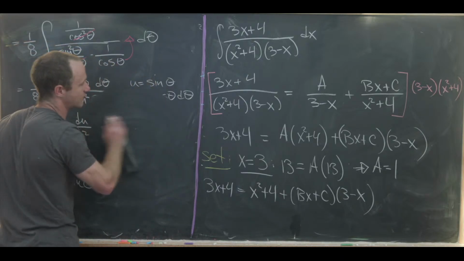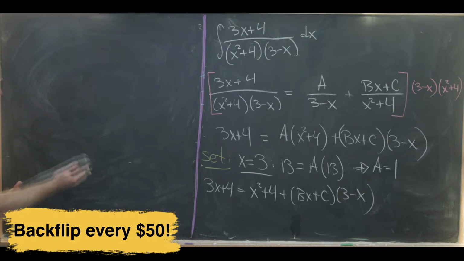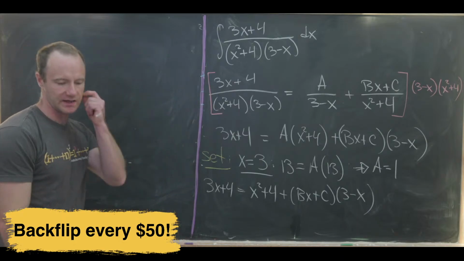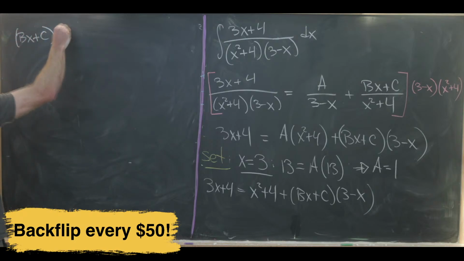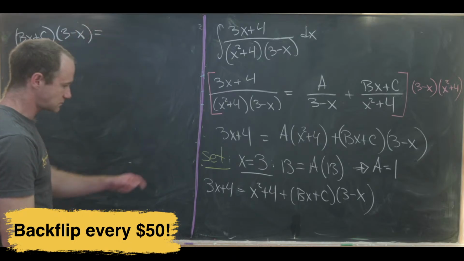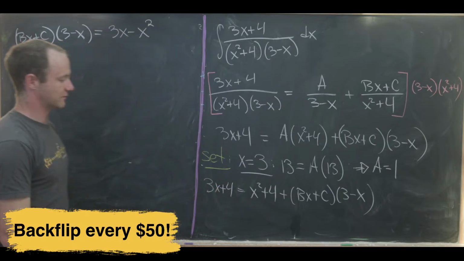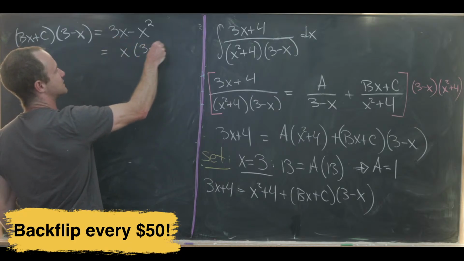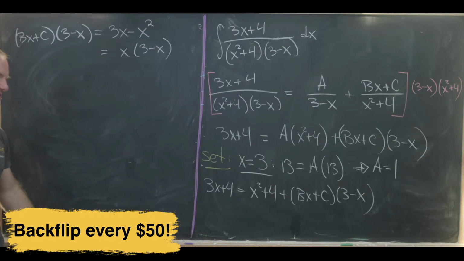Okay, then we can move some things around. Now we can use that trick for B and C, but you'd have to jump into complex numbers. You'd have to set x equal to plus and minus 2i, and it's maybe not super worth it. So what I would do instead is rewrite this as Bx plus C times 3 minus x equals 3x minus x squared. That's what we get from moving this stuff over. But now immediately you can see what's going on. Notice this 3x minus x squared is essentially equal to x times 3 minus x. Now this is really lucky in this case. Often you would need to set up a system of equations.